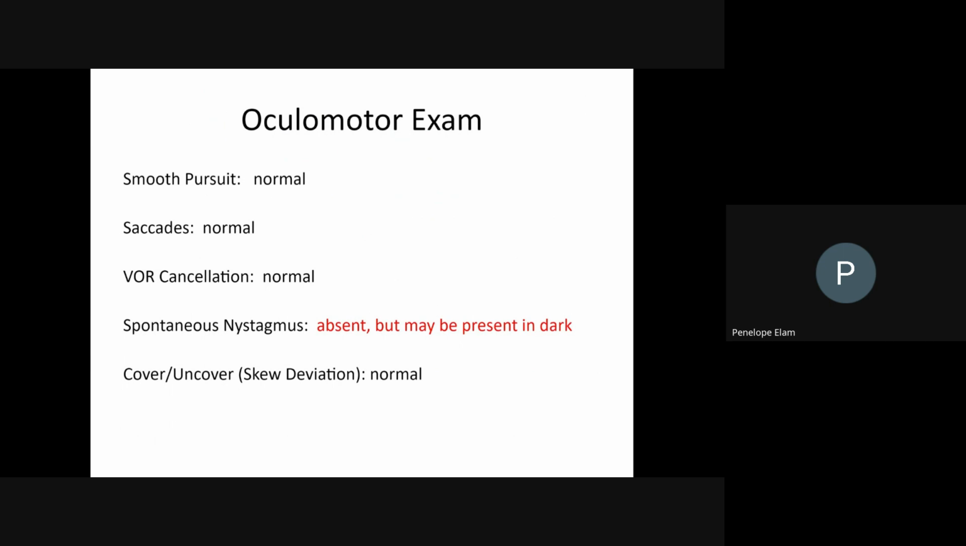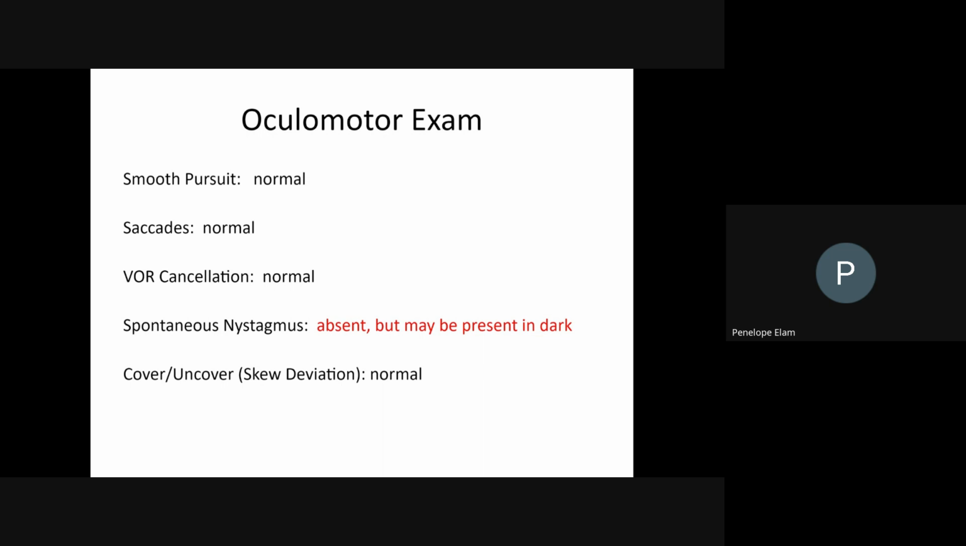So what would our oculomotor exam look like? Our smooth pursuit is going to be normal. Saccades are going to be normal. VOR cancellation is going to be normal. Once again, there's not a central issue, so those should all be fine. Spontaneous nystagmus now is probably going to change. They're either going to have adapted and gotten used to being able to fixate, and so they can override it now. So you're not going to see the spontaneous nystagmus in room light.